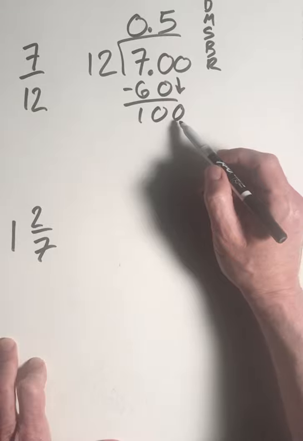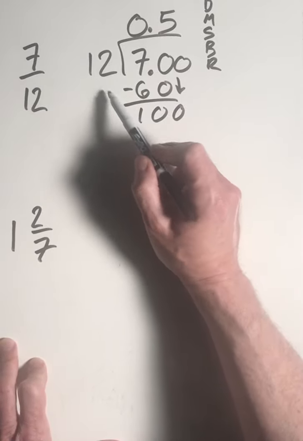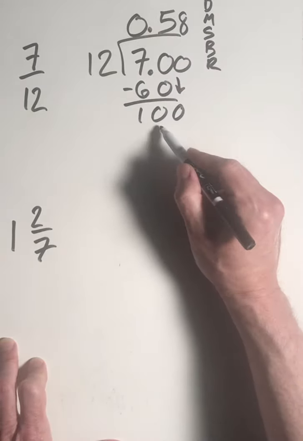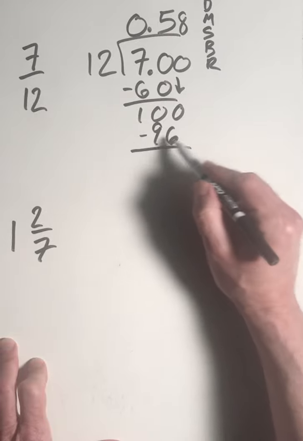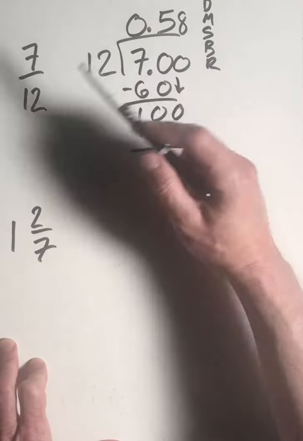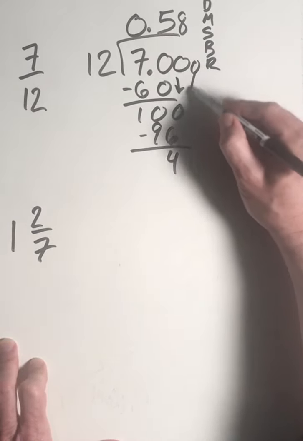12 goes into 100. Well, I know 12 times 8 is 96. So that's going to work. So 8 times 12 would be 96. All right. 8 times 10 is 80. 8 times 2 is 16. 80 plus 16 is 96. A 4, I'll bring down another 0.